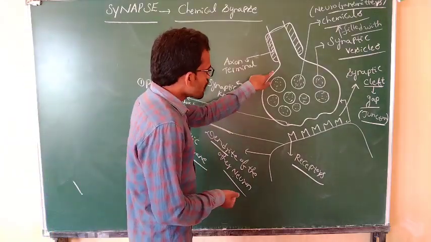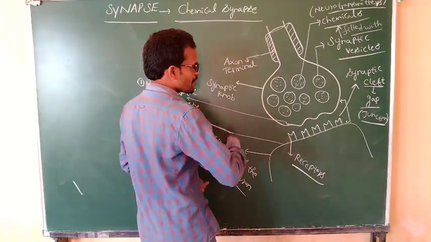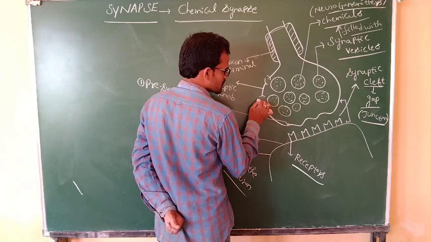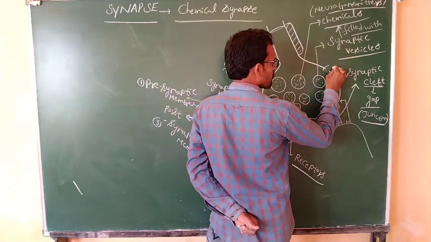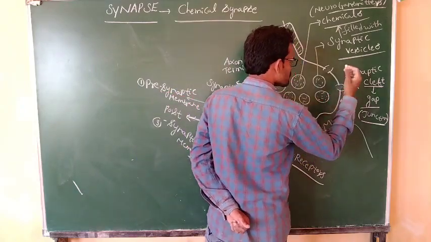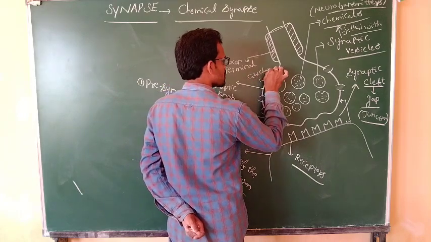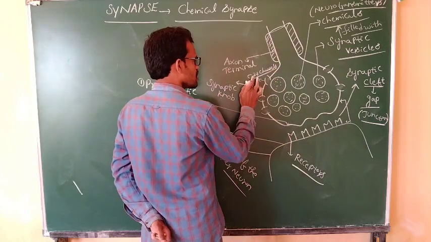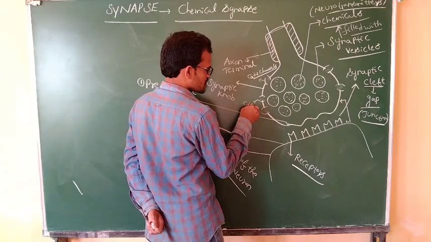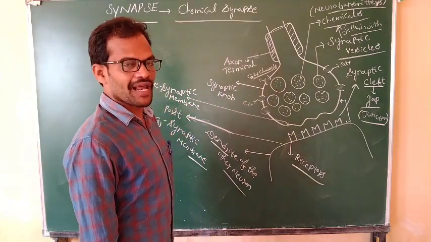Coming to the next one, if you observe this synaptic membrane, it consists of calcium channels. What are the channels? Calcium channels. They indicate calcium channels. A number of calcium channels are present.